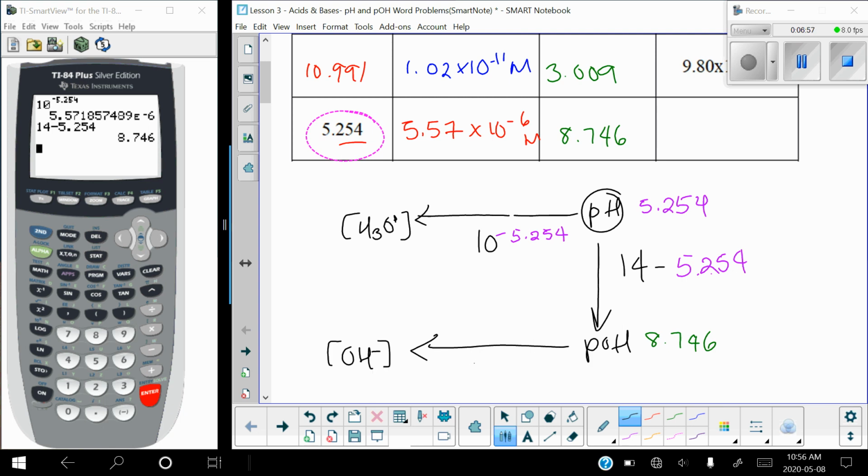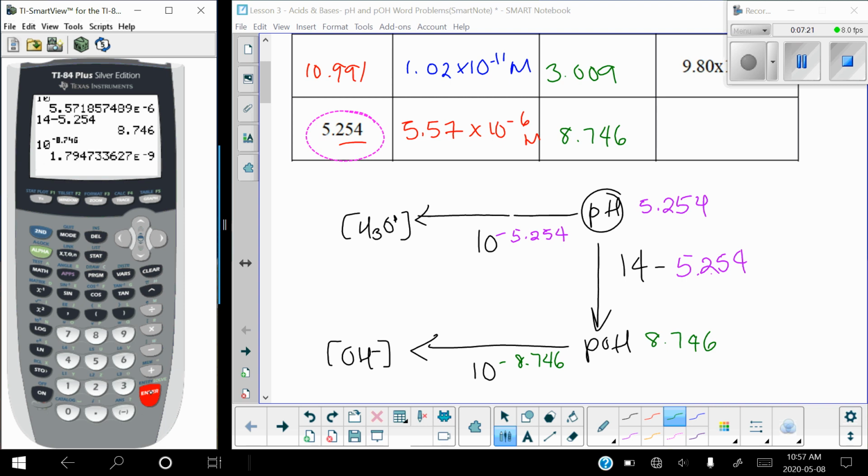The way we do that is we go 10 to the power of negative 8.746. So I'll show you another way to select this on your calculator. 10 to the power of negative, then we can go ahead and scroll up and click enter, and that'll put that number there. Click enter, there is our hydroxide concentration, 1.79 times 10 to the negative 9 moles per liter. Great.